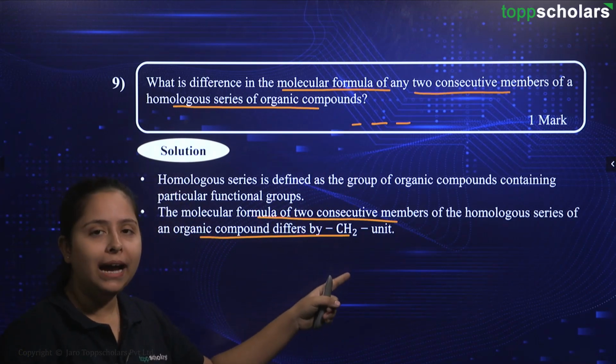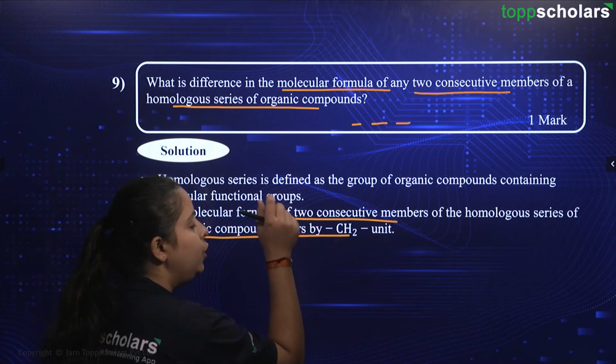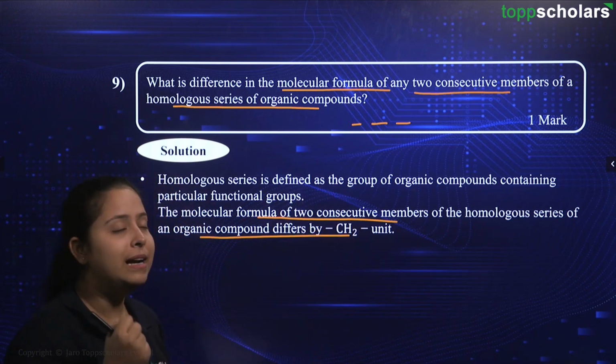Okay. You can apply this knowledge. You can check for different homologous series. You will always find that the consecutive members differ by a CH2 unit.